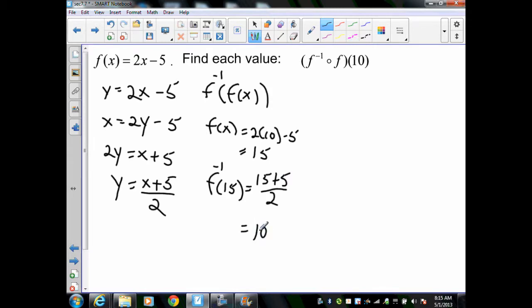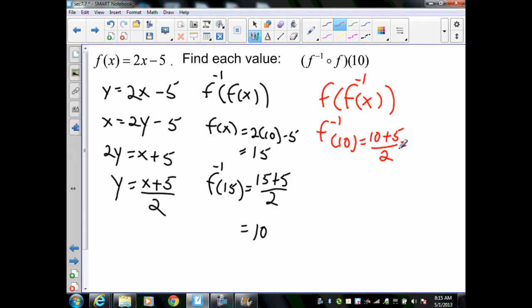To prove what I said on the previous slide, I can now do the other composite function, which would be f of the inverse of 10. They didn't ask us to do that, but I'll show that to represent the previous slide. So now I need the inverse of 10, which is going to give me 10 plus 5 is 15 over 2, which is 15 halves.